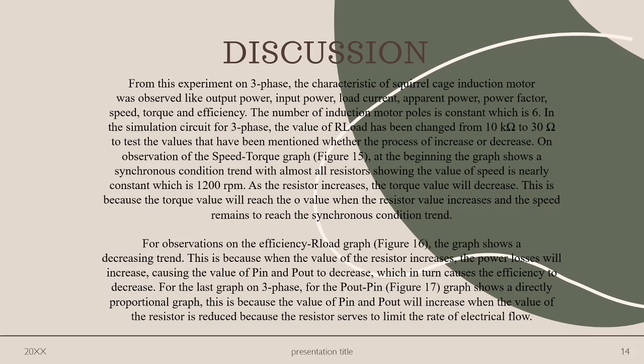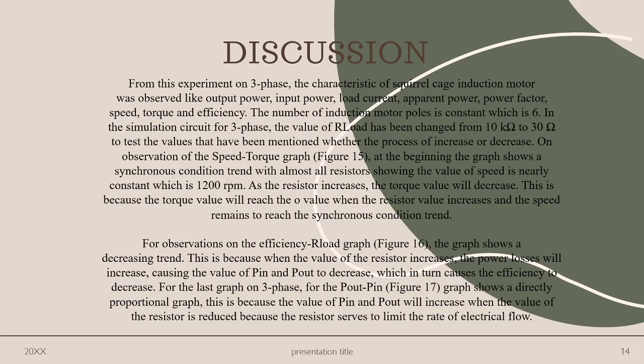On observation of the speed torque graph, at the beginning the graph shows a synchronous condition trend, with almost all resistors showing a speed that is nearly constant, which is 1200 rpm. As the resistor increases, the torque value will decrease. This is because the torque value will reach zero when the resistor value increases, and the speed remains at the synchronous condition trend.